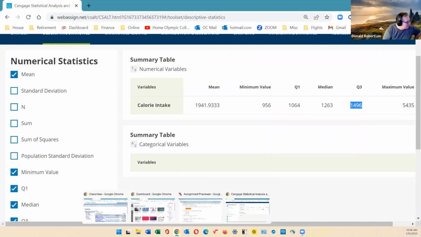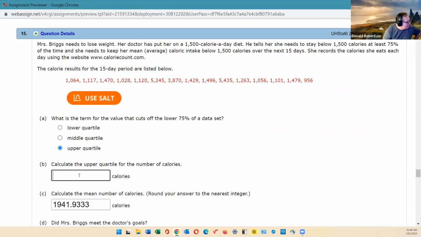Interesting. I may have to change my mind here. According to the instructions that she was given by her doctor, didn't she need to be inside the 1500 calorie mark at least 75% of the time? Well, isn't Q3 less than 1500? So technically, didn't she stick to that part of the rule?